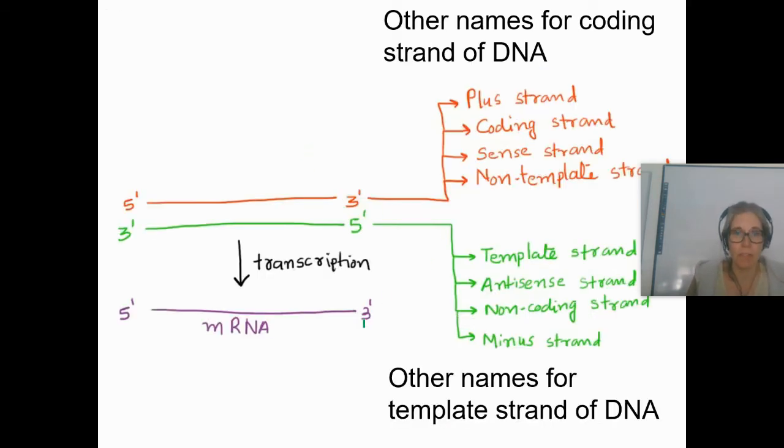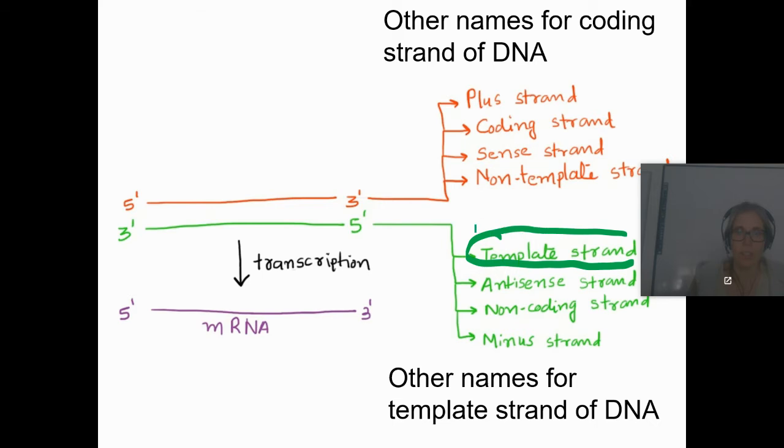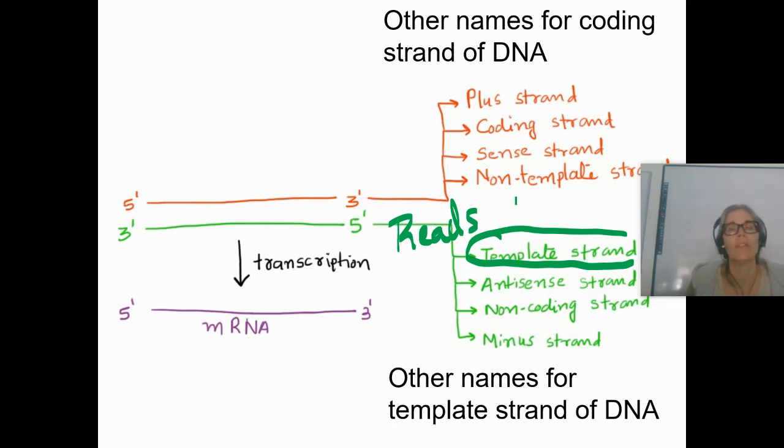Okay, you're going to love this part. So we had said that the template strand is the strand that RNA polymerase reads, right? So the other strand, they have all these names, which you're going to love. And AP actually wants you to know all of them. But look, template strand, the opposite is the non-template. Kind of makes sense, right? What I memorize is template strand and coding strand.